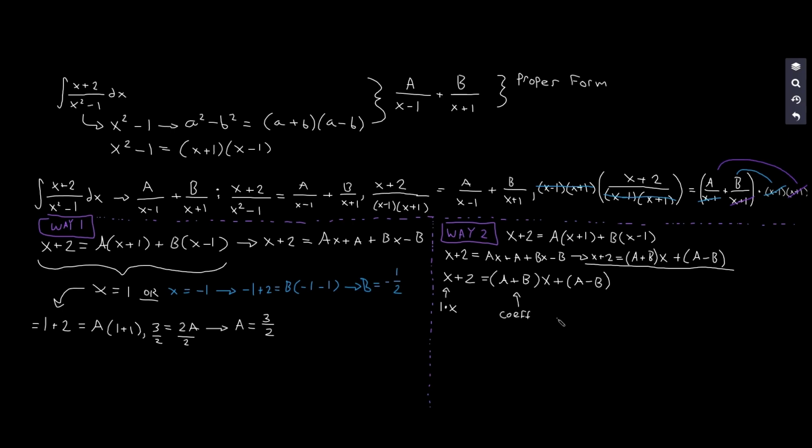And then, where are the constant terms? On the left side of the equation, 2 is the constant. And on the right-hand side of the equation, a minus b is the constant, because there's no x.